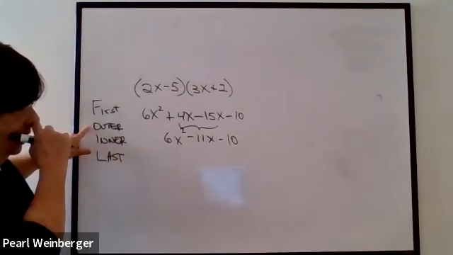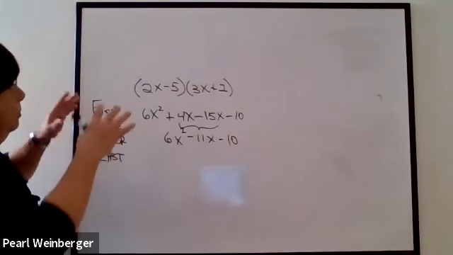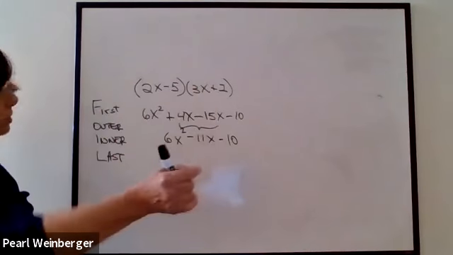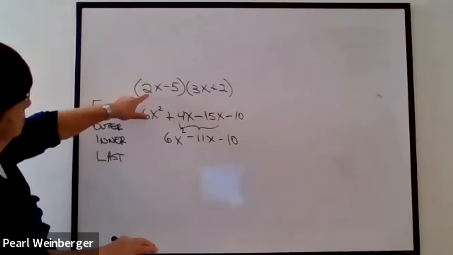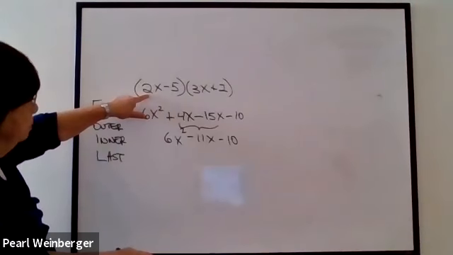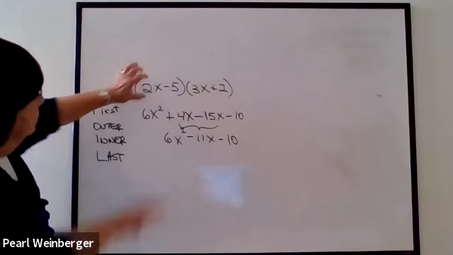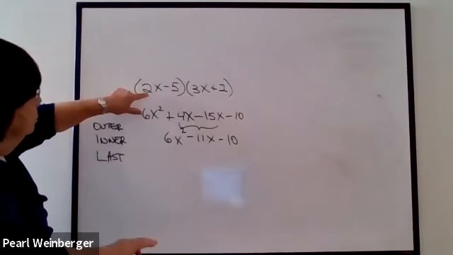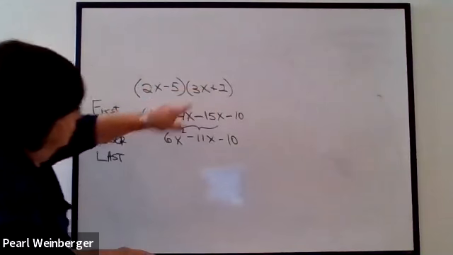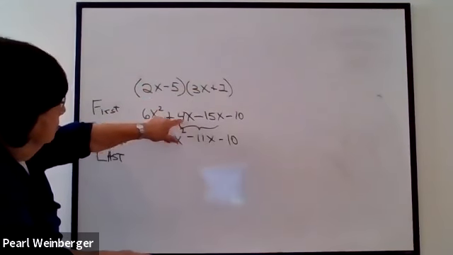Next, we multiply outer. Outer means the numbers that are furthest apart. In other words, there's the first one in the first parentheses and the last one in the last. These are outer. They're as far apart as you can get. The 2x times the 2, which gives us the 4x.